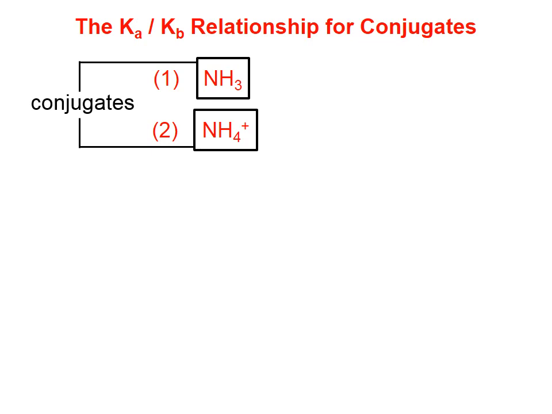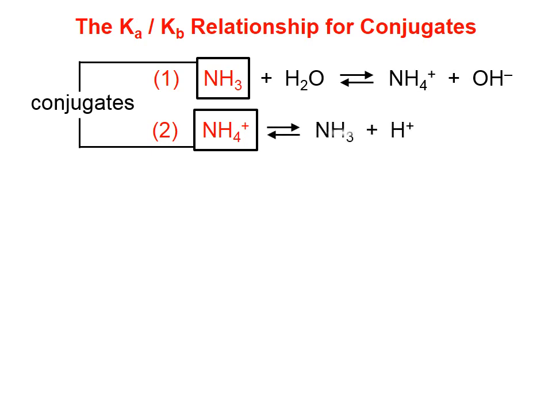We've said that for conjugates, not only do the acid and base of the conjugate pair differ by an H+, but the acid has the extra H+. Therefore, the ammonia acts as a base. It would tend to accept protons, and the ammonium ion would tend to donate protons. So the equations that would apply are as shown.